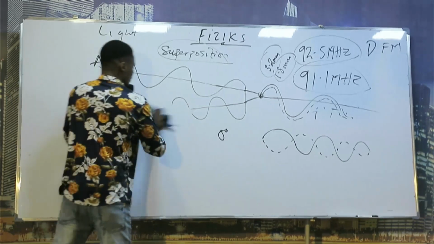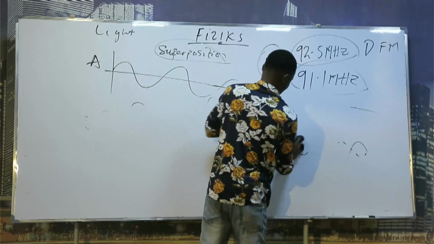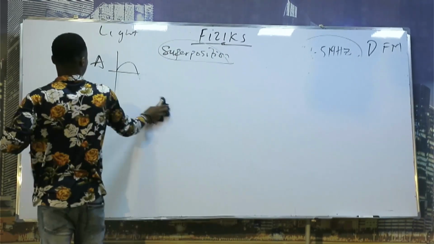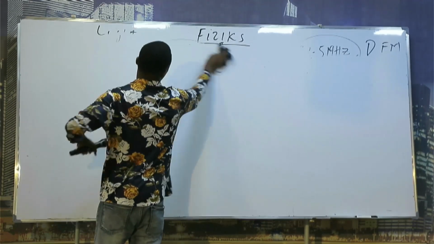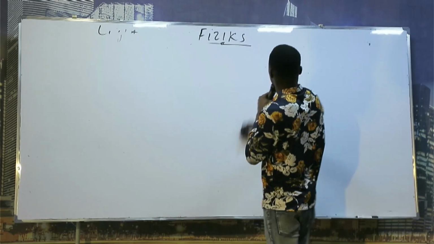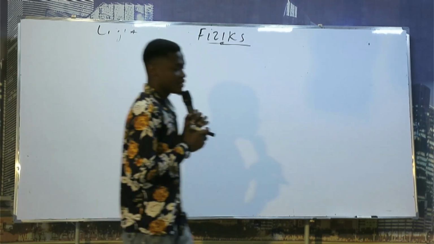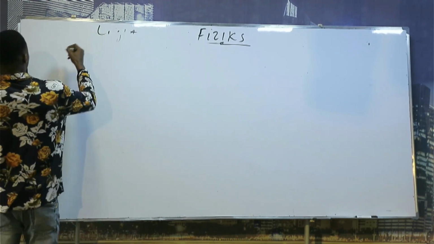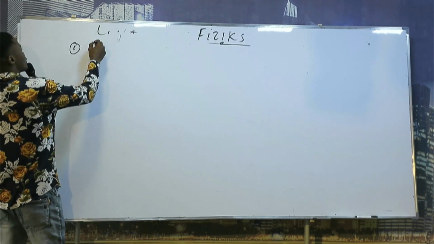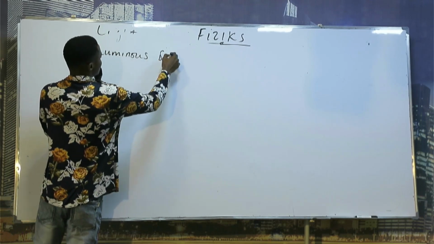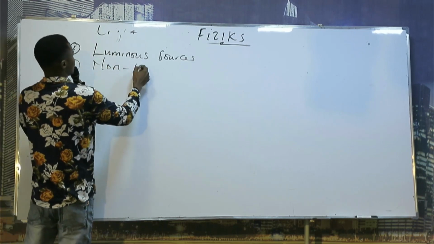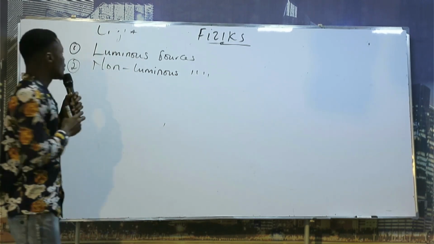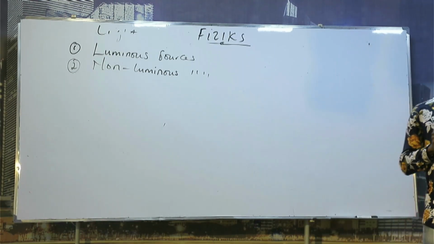Subheading: sources of light. Sources of light can be grouped into two, namely: number one, luminous sources; number two, non-luminous sources.